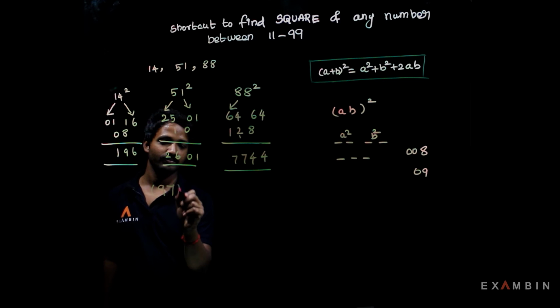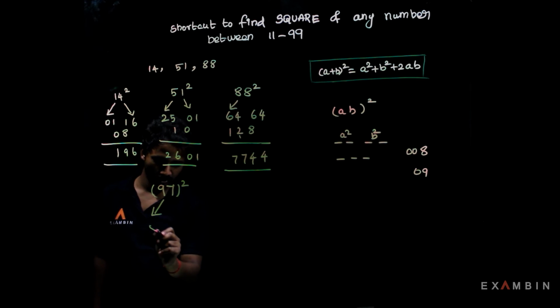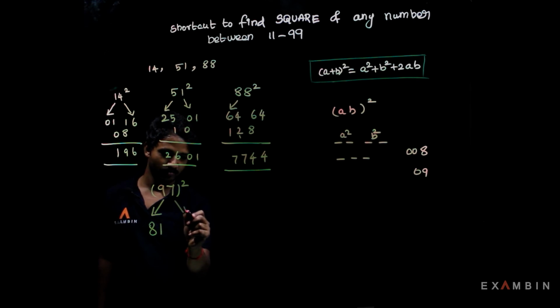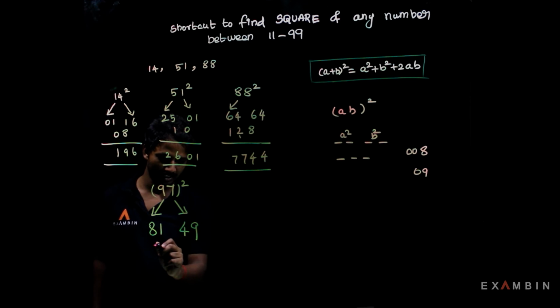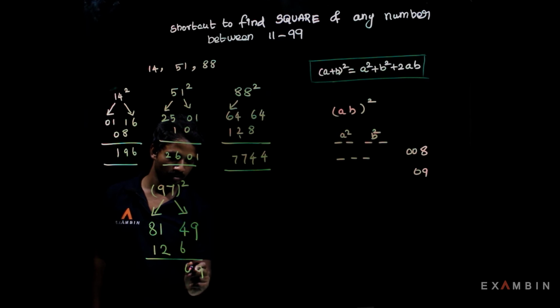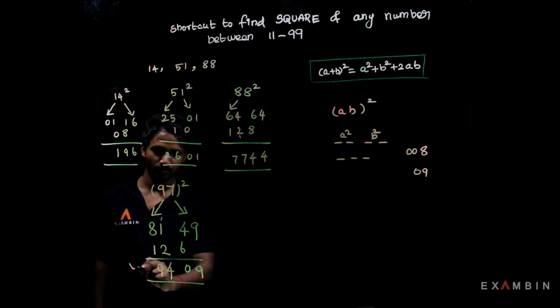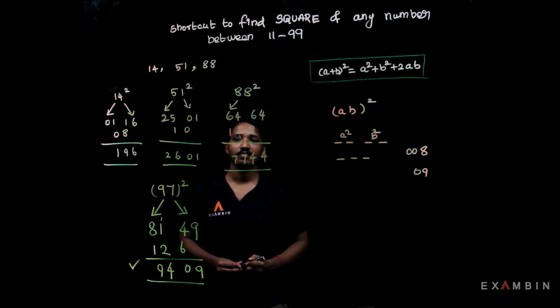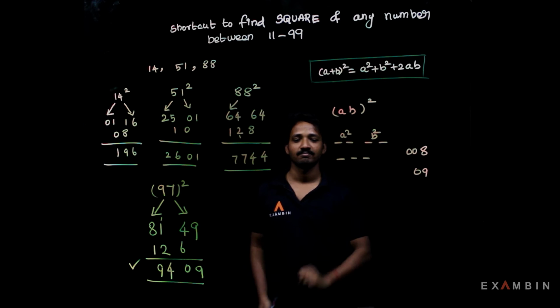97 squared. Write as 9 squared 81, 7 squared 49, 2 into 9 into 7. 9 into 7 is 63, 63 into 2 is 126. So the answer would be 9, 0, carry 1, 1 plus 2 is 3, 3 plus 1 is 4, 8 plus 1 is 9. The answer is 9409. You can calculate the square of any number between 11 to 99 in just 3 seconds.